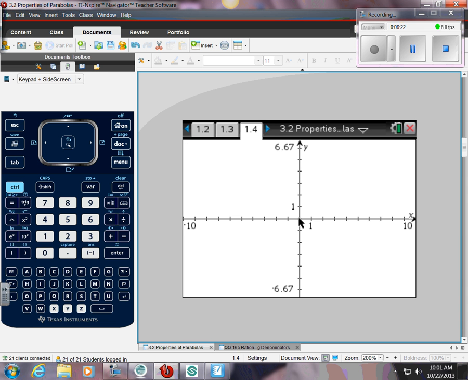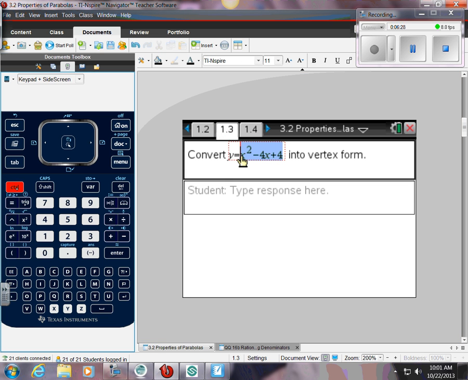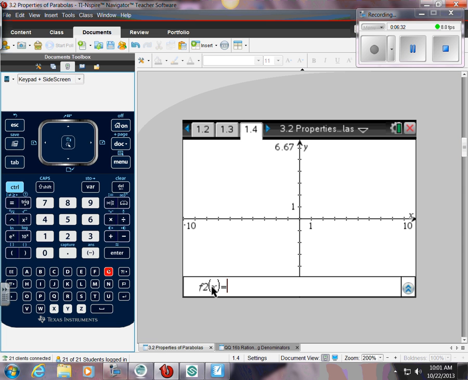Oh, yeah, I guess we are. Okay, so sorry about that. I forgot. So here's my function, right? I want to prove to you that this is the same thing as what we just determined. So I've got x squared minus 4x plus 4. So go ahead and graph that, please.